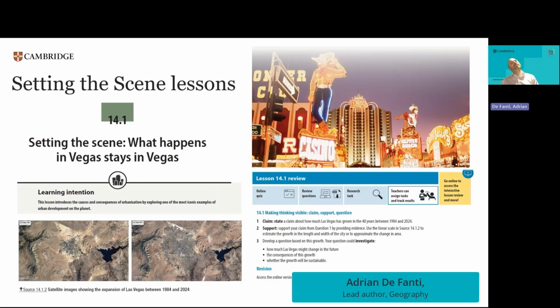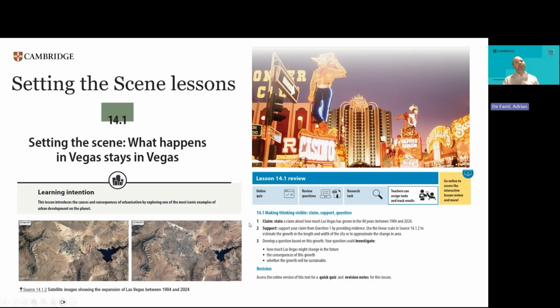And here, setting the scene, this is just showing how units are introduced. So each of our units begins with a setting the scene, which is a modern example, an exciting example. And I just wanted to show you this, that we're using visible thinking routines for these. So the idea that students make a claim based on some stimulus material, they support that with evidence, and then they can develop some additional questions for those.